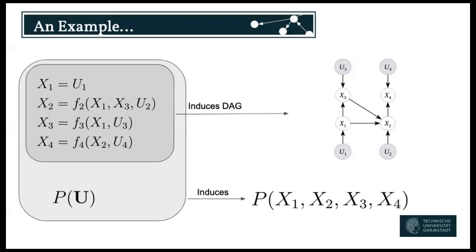Let's start here with this u value. This u determines x1, and then x3 is determined by x1 and its corresponding noise. x2 is determined by x1 and x3 and so on. I think you get it. So a variable is always determined by its parents and some kind of noise. And you can then say that a certain SCM induces a directed acyclic graph, acyclicity because the SCM is recursive. And it also induces a joint distribution over all the endogenous variables as well.